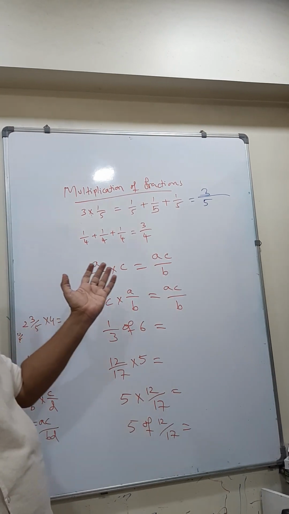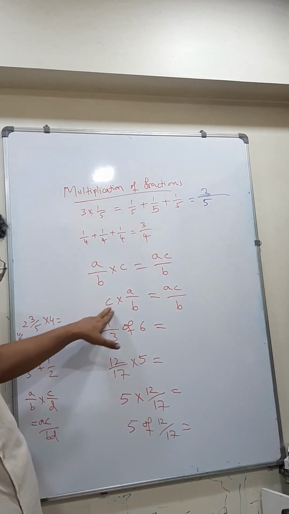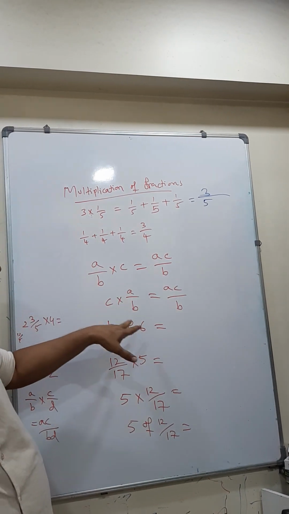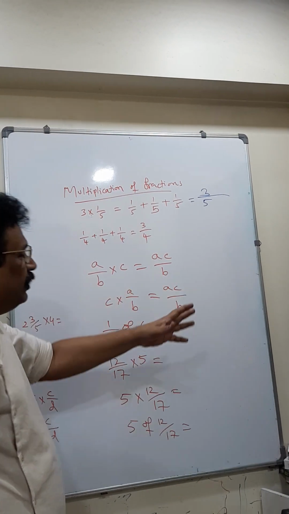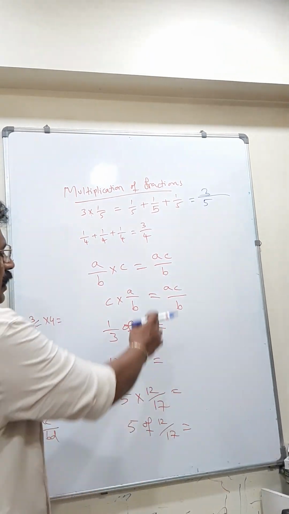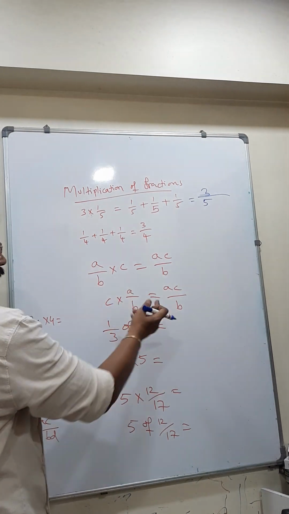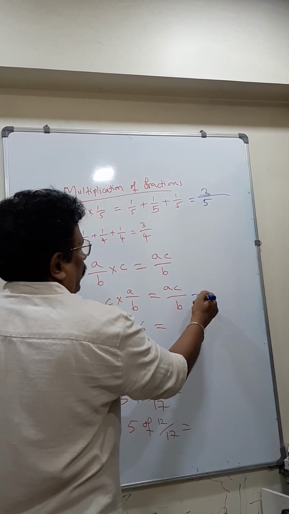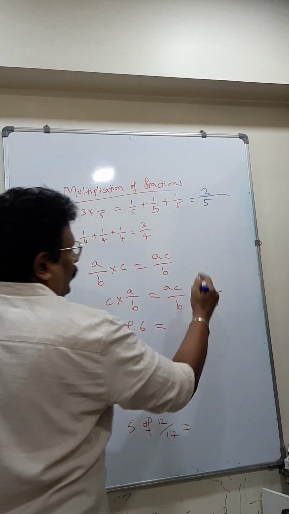The reverse also works because multiplication is commutative. C into A by B, the reverse of this. I brought C over here, A by B. Same answer you will get. C into A is nothing but A into C. 3 into 5 is 15. 5 into 3 is 15. Same rule applies here. C into A is CA or AC. Whatever you can write, either AC or CA. It is the same thing.